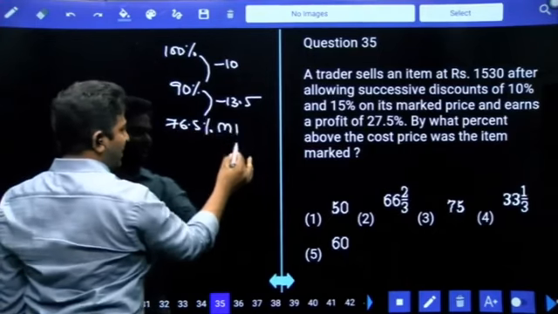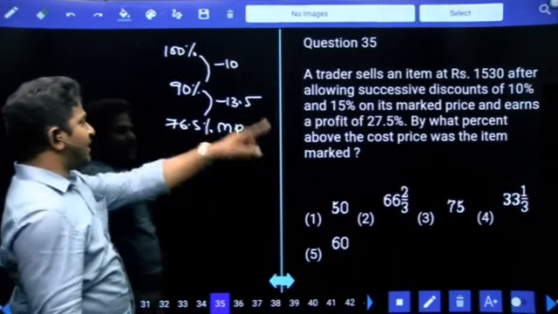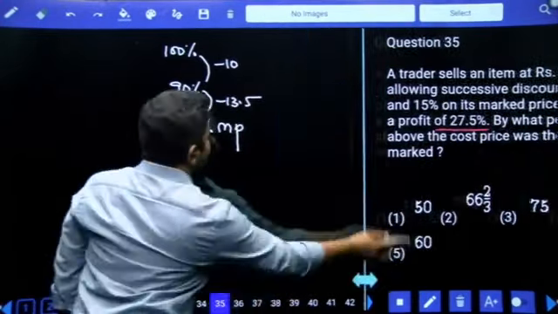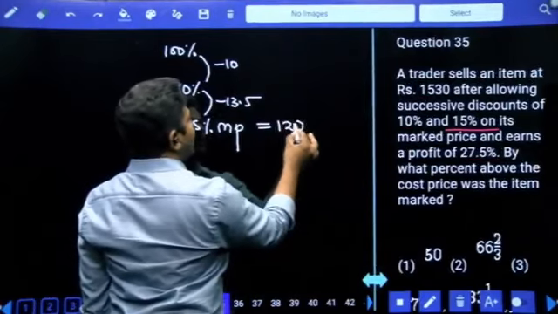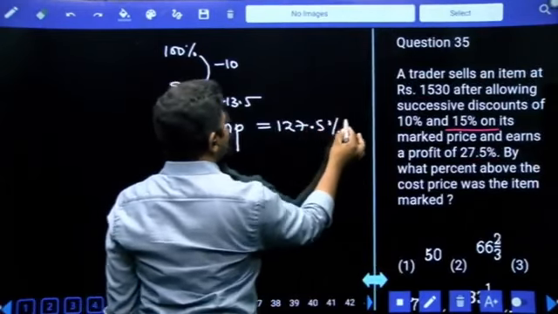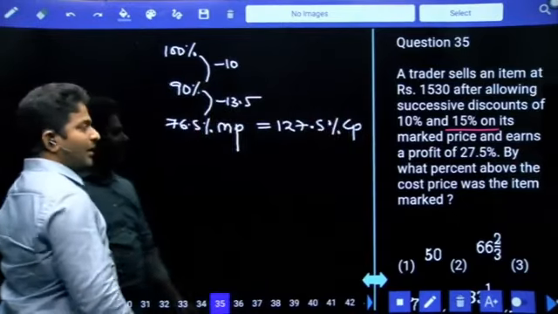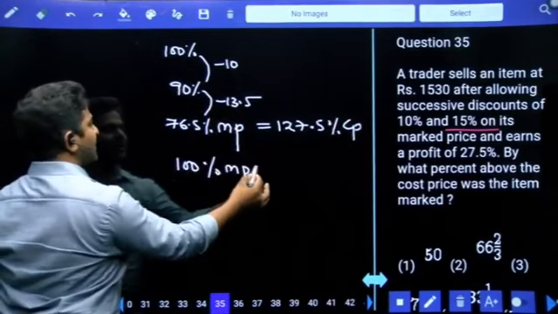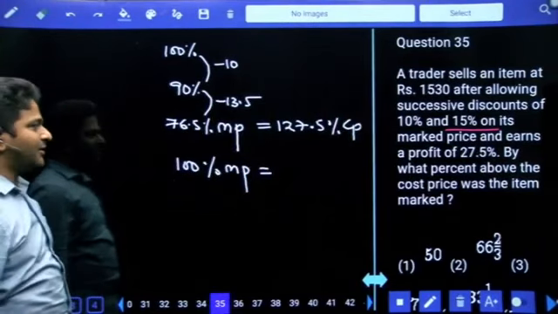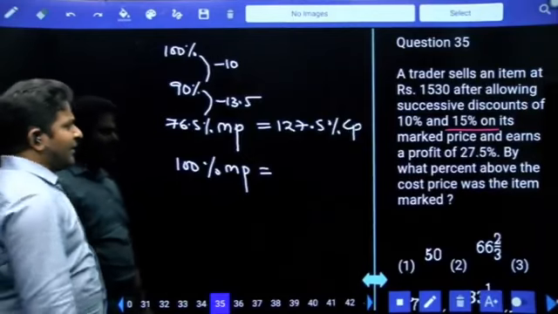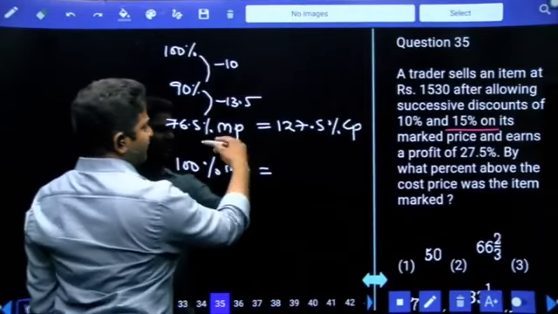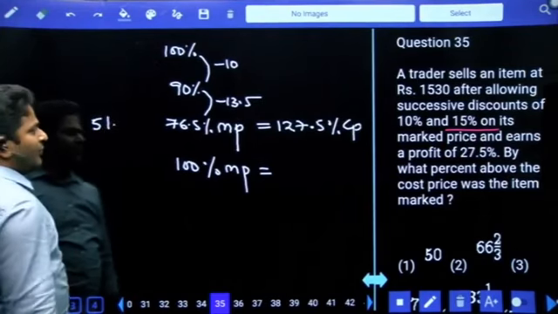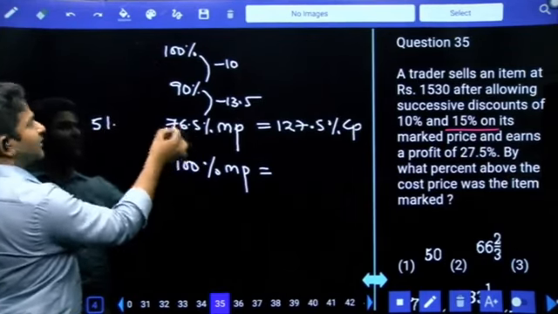76.5% of what? Market price. At this price we are selling the item. But still there is a profit of 27.5%. That means this is equal to 127.5% of the cost price. Now we need to calculate how much is 100% of the market price. Difference between both the numbers is equal to 51. 51 is what fractional part of this number?